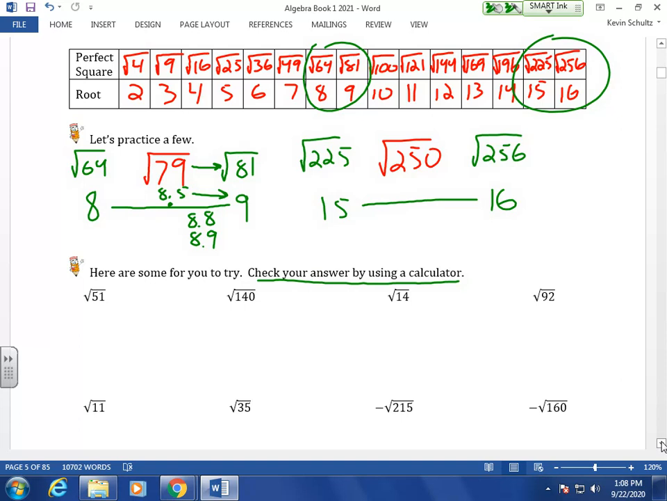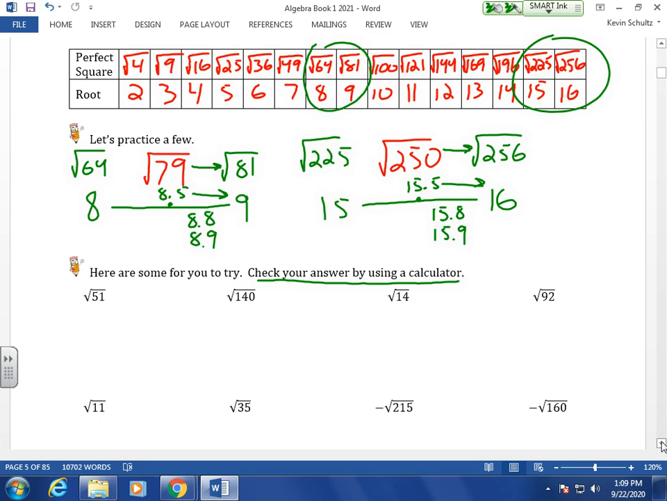So now here's where, again, we look: 15.5 is exactly in the middle here. Is 250 closer to 225 or 256? 256. Therefore, its decimal value will be closer to 16 than it is to 15. Again, we're probably looking at 15.8, 15.9, somewhere around there, 15.7 even perhaps. Okay? So that's what we're doing today.